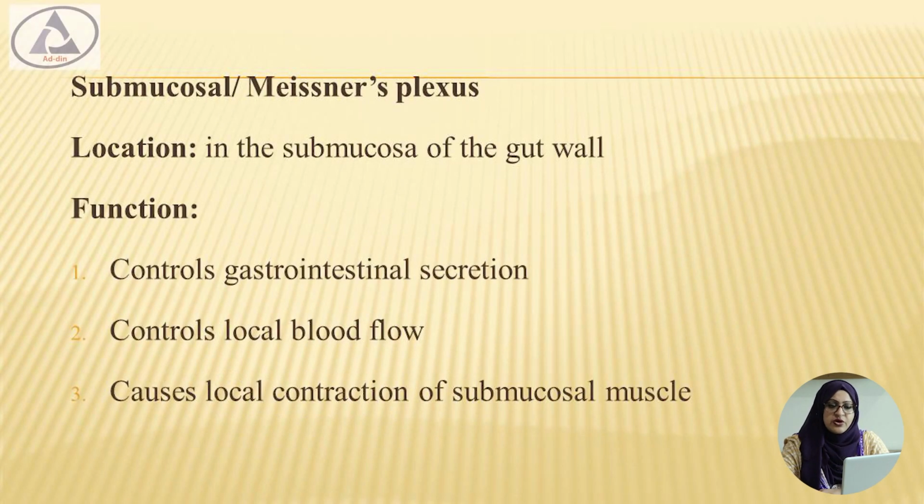The submucosal or Meissner's plexus is located in the submucosal layer of the gut wall, and its function is to control gastrointestinal secretion. It also controls the local blood flow and causes local contraction of the submucosal muscle.